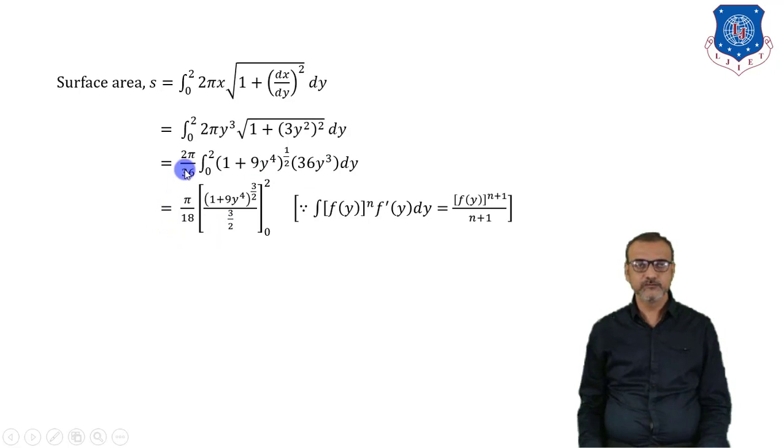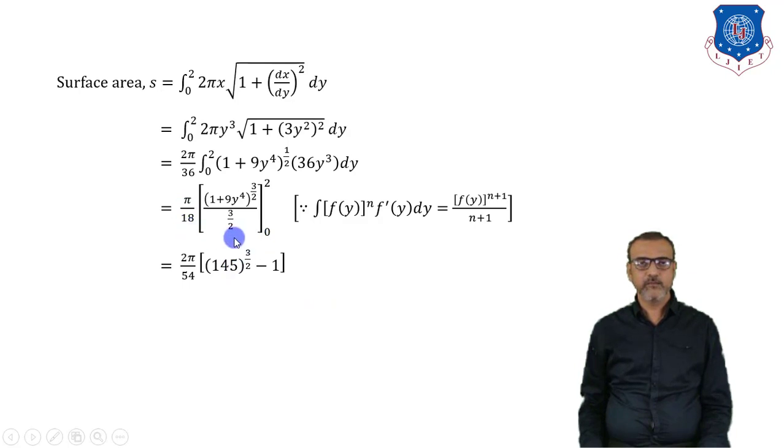So this equals 2 pi by 36, that is pi by 18. Now this is the function and this is the derivative of this function, and we have the formula of integration: the integral of f of y the whole raised to n multiplied by its derivative equals f of y the whole raised to n plus 1 upon n plus 1. Here f of y is 1 plus 9y raised to 4, the whole raised to 3 by 2, because 1 by 2 plus 1 is 3 by 2. Then we have to divide this result by 3 by 2, and the limit is from 0 to 2. Now we have to simplify this result.